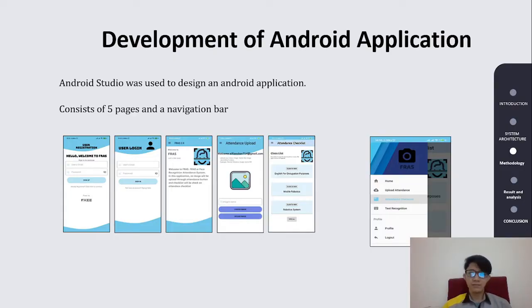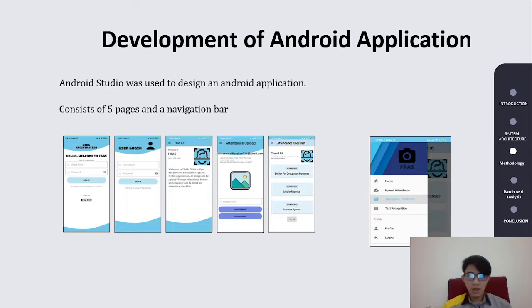Moving on to the development of the Android application. Android Studio was used to design an Android application which allows users to use their system anywhere and everywhere in the education institute. It consists of 5 pages and a navigation bar. The 5 pages are user registration, user login, the home page, the attendance upload, and the attendance checklist. The navigation bar allows the user to navigate around these 5 pages.